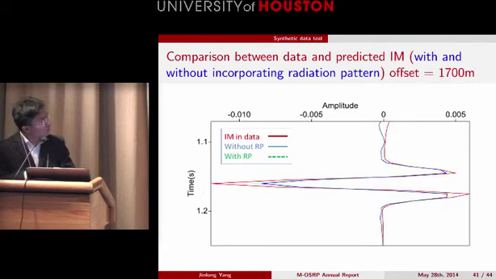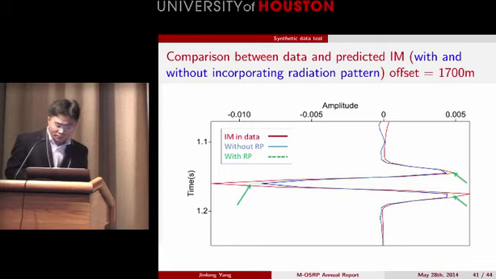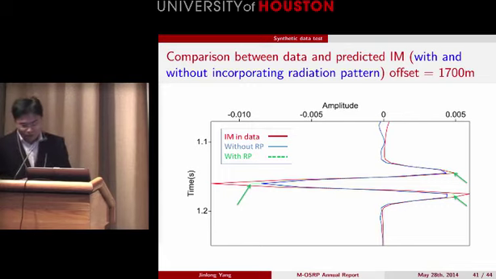At the far offset, the red one is the internal multiple in the data, the blue one is the predicted internal multiple without incorporating the radiation pattern, and the green dash one is the predicted internal multiple with incorporating. This is the difference you can see. Because our source array's radiation pattern is very smooth, there is very little difference.